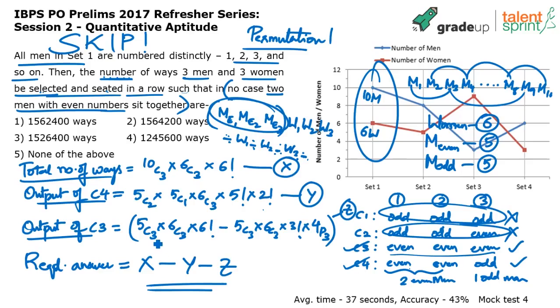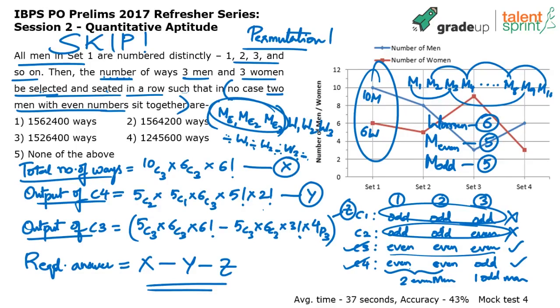So 5C3 for 3 even men, 6C3 for 3 women. Arrangement can be done in 6 factorial ways. From this we are going to subtract all the cases where the men are separated. So the difference will give me the cases where the men are together, right? So the total number of ways minus these 2 cases will give you the required answer. I mean, try and understand. I'm sure you'll be able to follow it.